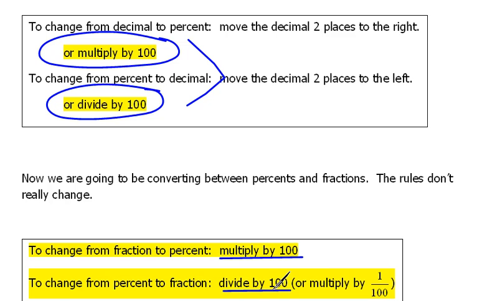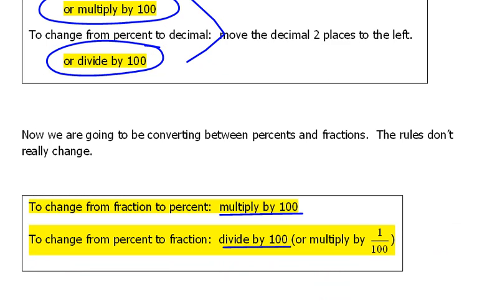Same exact thing. Now, because we're going to be working with fractions, it might be easier actually, instead of dividing by 100, to think about it as multiplying by 1 over 100. That's the exact same thing as dividing by 100. So get these rules down, place in your mind, very firm, and we're going to start working with them in the next video.